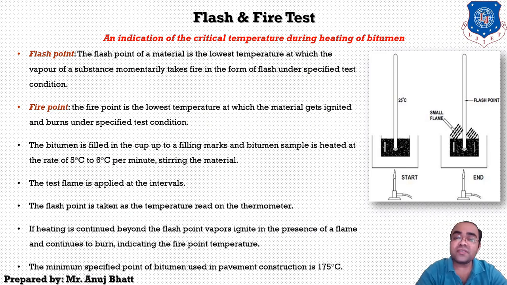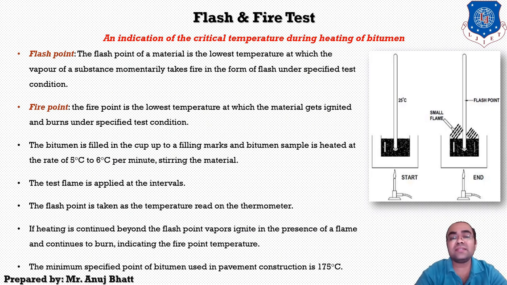The first application is made at least 17 degrees Celsius below the actual flash point, and then at every 1 to 3 degree variation in the temperature, we have to apply the flame and check the flash point for such particular material. The flash point is taken as the temperature read on the thermometer at the time of the flame application that causes a bright flash in the interior of the cup in a closed system. The minimum specified flash point of bitumen used in pavement construction is 175 degrees Celsius.